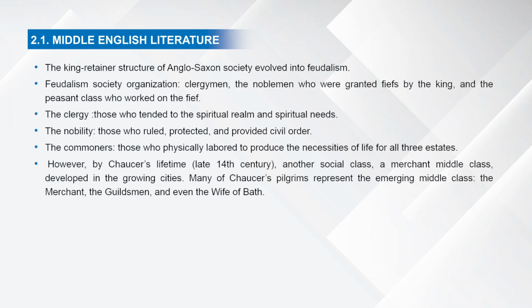Okay, so now in the next part we will look at the historical context of Middle English literature. It was in the Middle Ages that the king-retainer structures of Anglo-Saxon society evolved into feudalism. So what do we mean by feudalism in this period of time? It is a method of organizing society consisting of three estates.